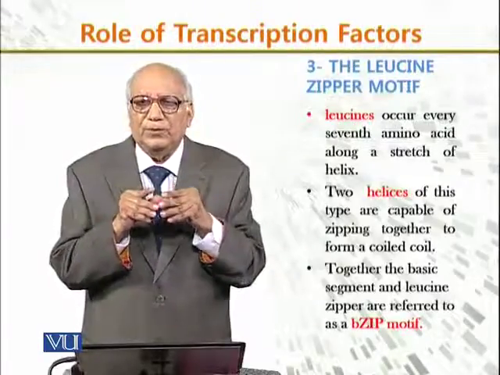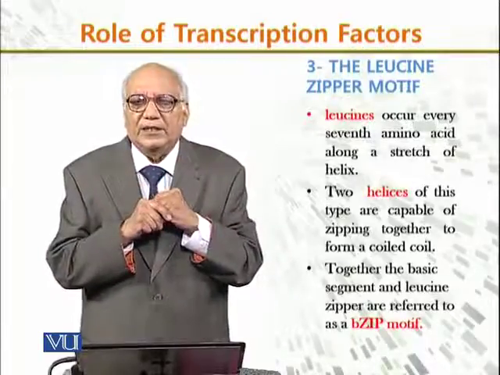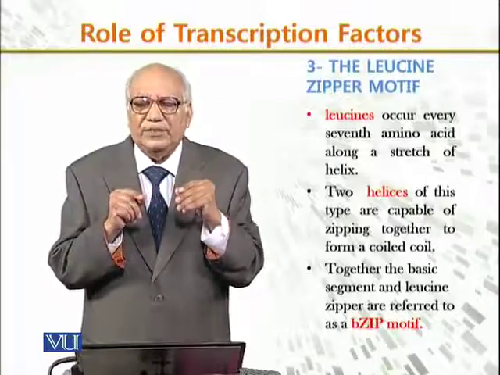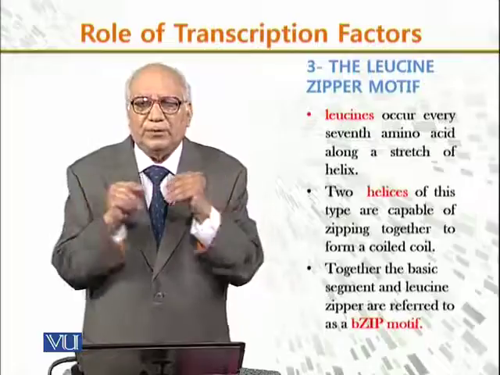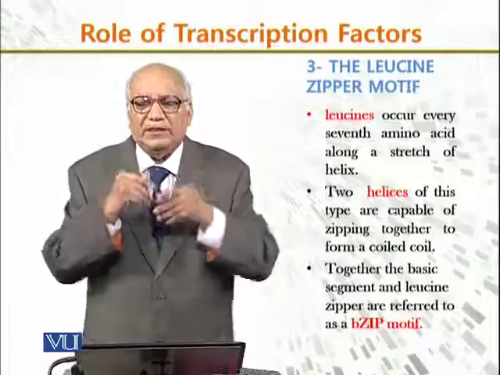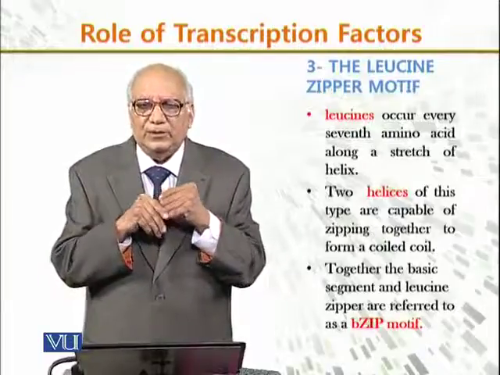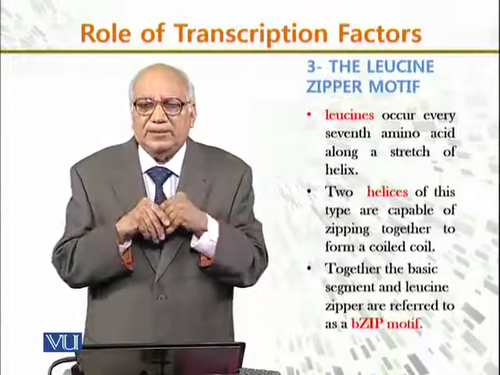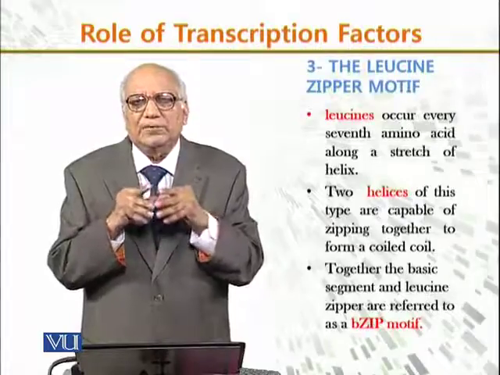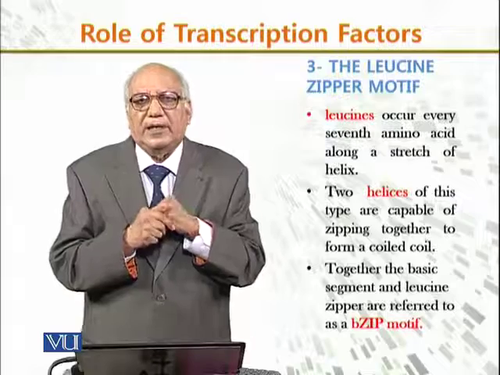And the third one is the leucine zipper motif. That is, leucine occurs at every seventh amino acid along a stretch of helix. Two helices of this type are capable of zipping together to form a coiled coil. A coiled coil protein made up of the basic segment and the leucine zipper is referred to as a bZIP protein. So these are the different motifs which control transcription factors in a cell.